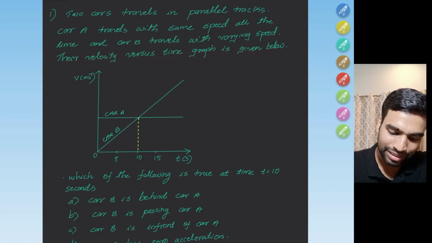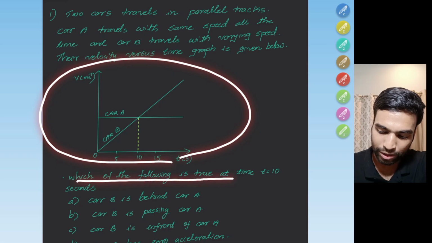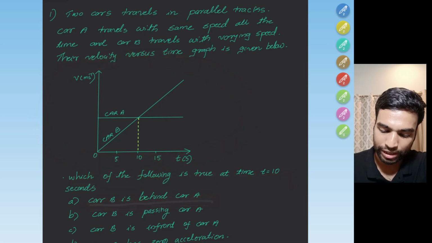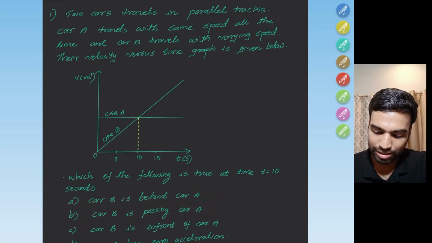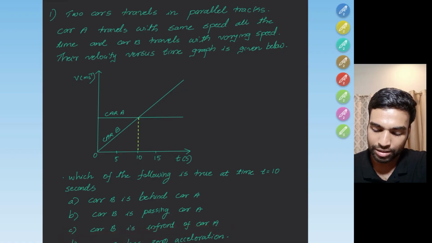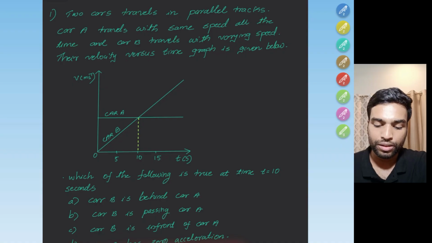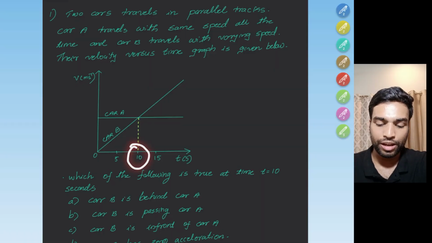Now, analyze the graph. Which of the following is true at time t equal to 10 seconds? Option A, car B is behind car A. Option B, car B is passing car A. Option C, car B is in front of car A. And option D, car B has zero acceleration. Good. The car which has greater displacement at t equal to 10 is actually further from the other car, right?